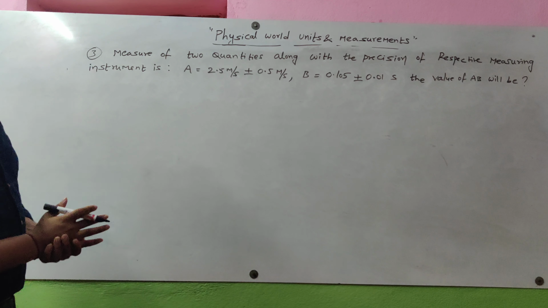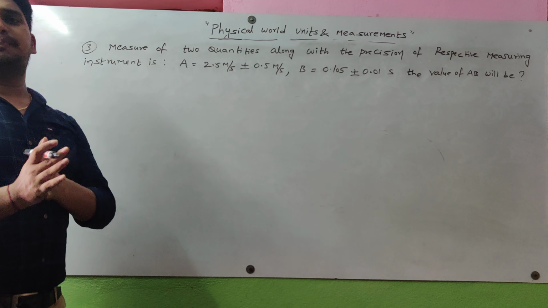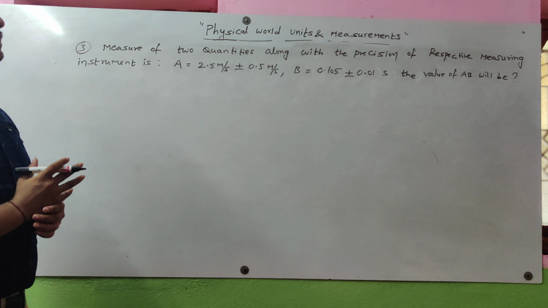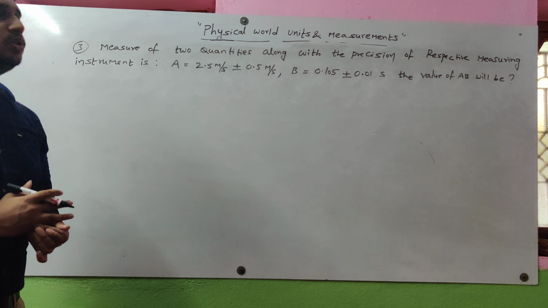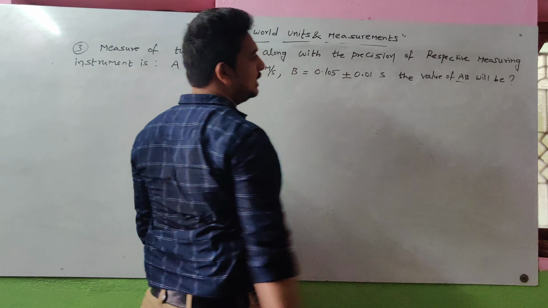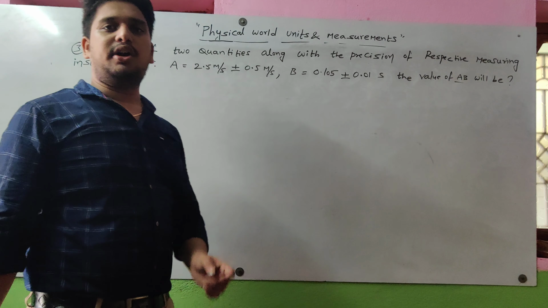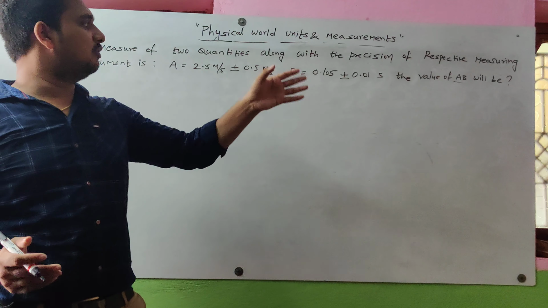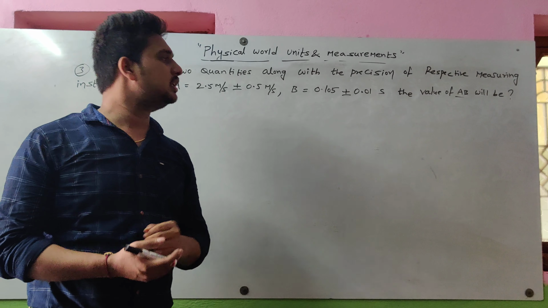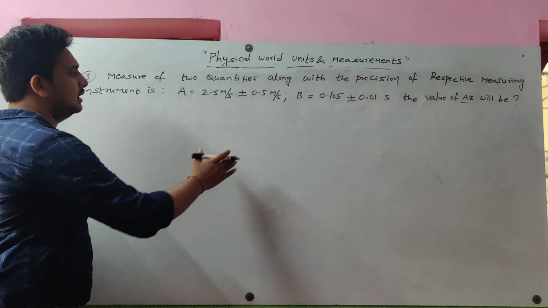So here two quantities' precision is given, for the instrument A value and B value. What we need to find in the question? AB value we need to find. Already we discussed in previous lectures root AB value. Here we need to find AB value. How to find AB value here? Just a simple thing here.